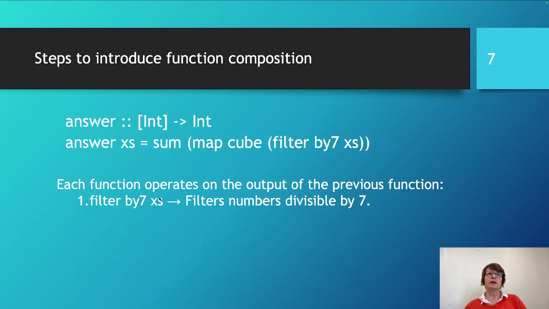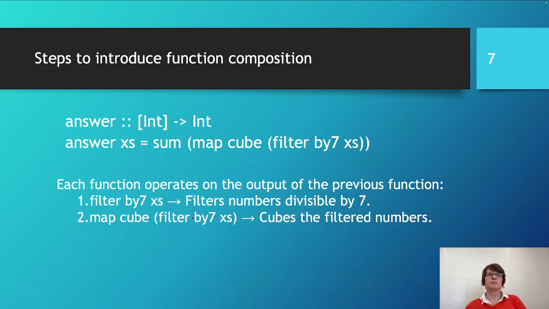So filter by 7 xs here. That filters all the numbers divisible by 7. Map cube here cubes the filtered numbers. So you can see the chain is there. Filter gives me back a list. Mapping cube across that, it's a list of numbers. So filter will still give me a list of numbers, no matter what the filter is for.